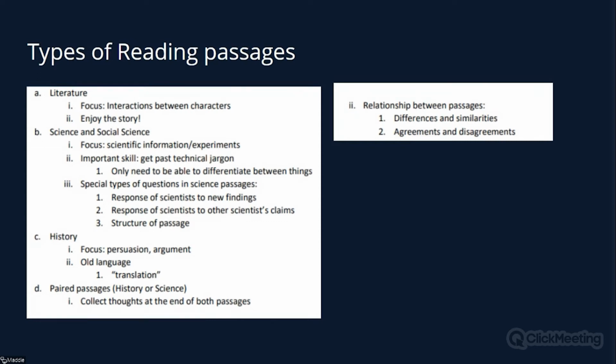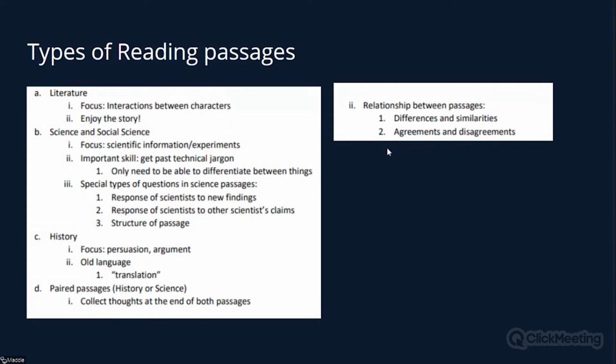Okay, there's going to be a few special types of questions in science passages. One of those is they're going to ask you how the scientist in the passage would respond to another scientist's new findings. So they're going to say, if this other scientist found this out, how would this person respond? And the last thing they're going to ask you is the structure of the passage. Do they start with a hypothesis and then move on to an experiment and then talk about what they learned from the experiment, or how does that flow? So pay attention to that as you read the science and social science passages.